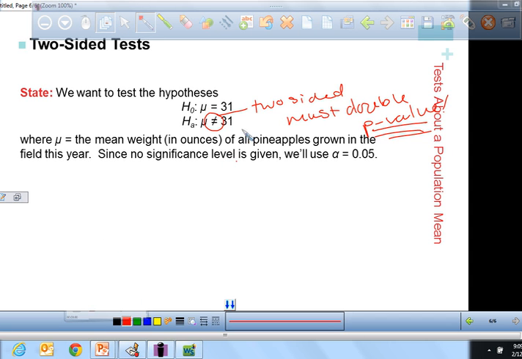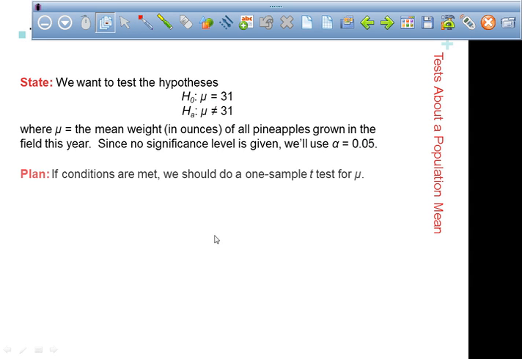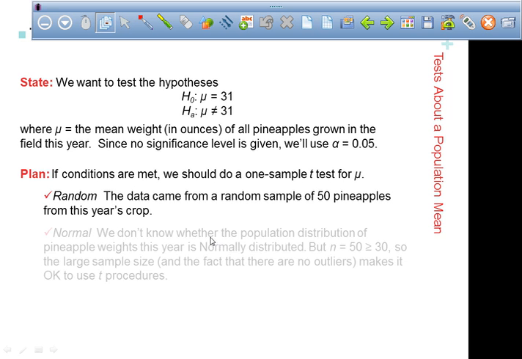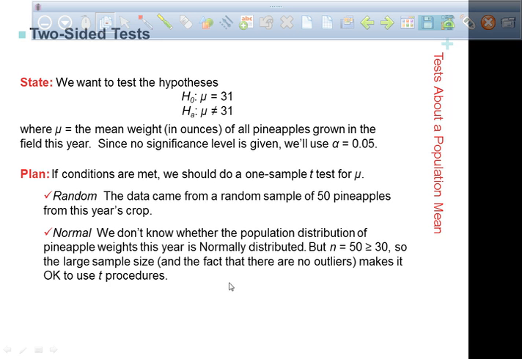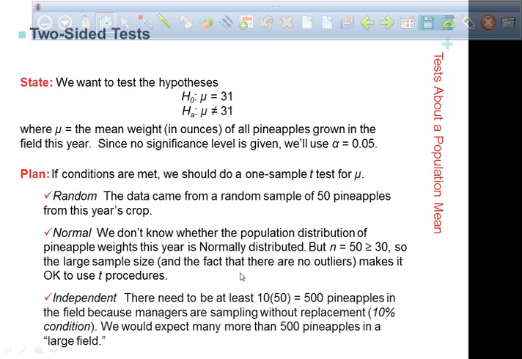Right, so like I said, you have to remember to double your p-value. You're still going to compare it to a set level of 0.05. Plan: as conditions are met, we'll do a one-sample t-test for mu. It's random, we know that. The normal condition: yes, n is 50, which is greater than or equal to 30, so the sample is large enough, so it's okay to use T procedures.